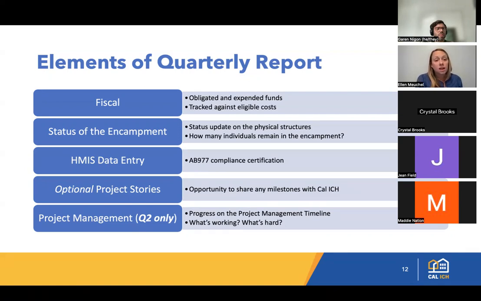Another option within the fiscal component of the quarterly report is if you need to update your budget. If you notice that something has changed and you need to submit a budget modification, you will be prompted and provided a link to complete that process if needed as well. There will be a few questions about the status of the encampment.